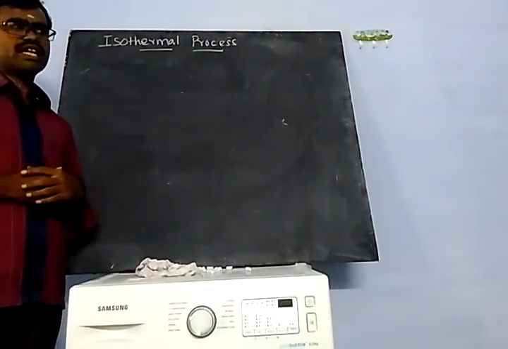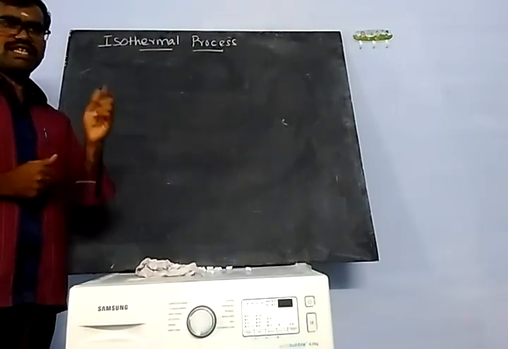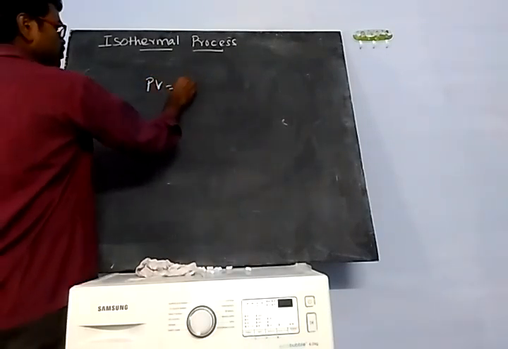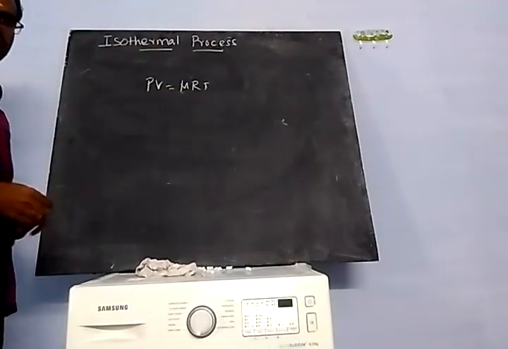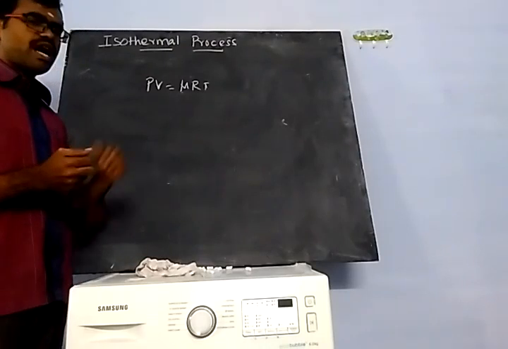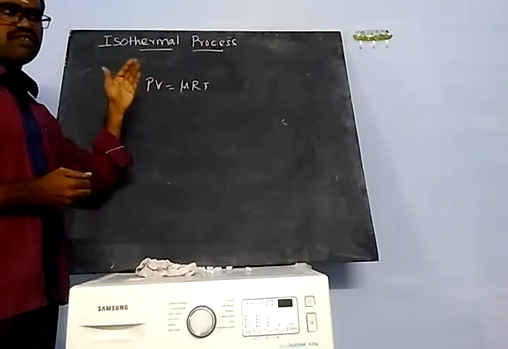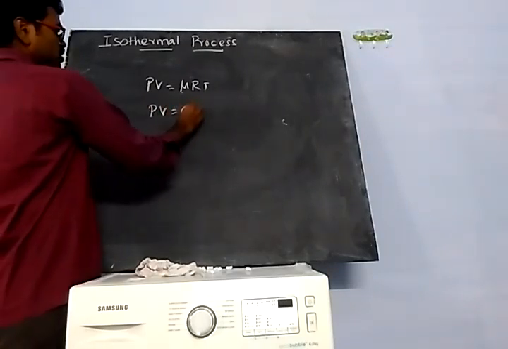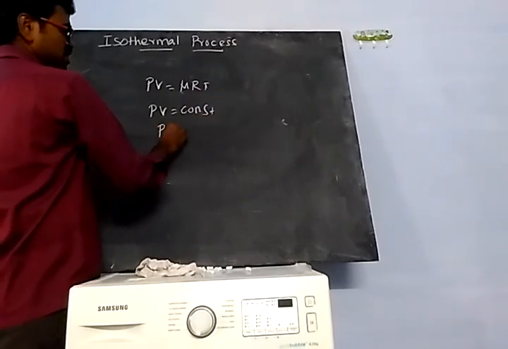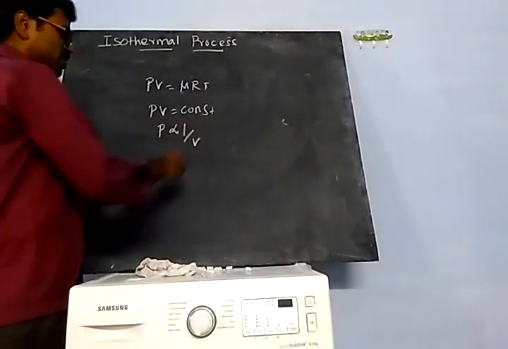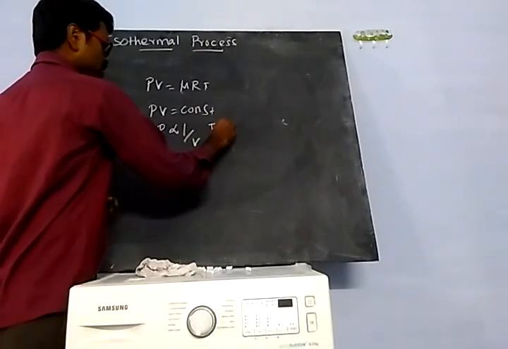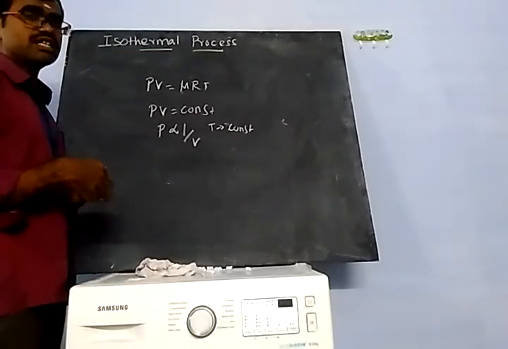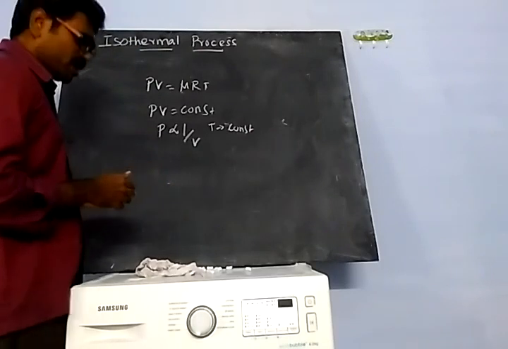We have already discussed the ideal gas equation. What is that equation? PV is equal to mu RT. This is called the ideal gas equation. From this equation, we have already discussed one law, that is Boyle's law. What is Boyle's law? PV is equal to constant, or P is inversely proportional to volume at constant temperature. So from Boyle's law, we are going to discuss the isothermal process.